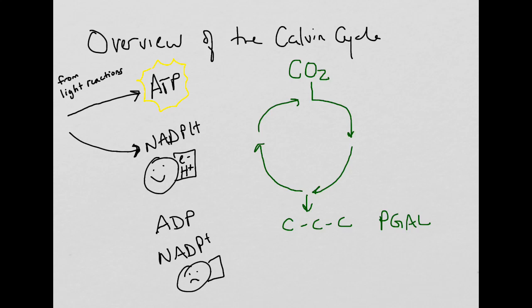So from our previous discussion, we saw that ATP and NADPH were made in the light reactions from photosystems 2 and 1. And those are made for a reason. They are made because they are needed in this process. They are the energy required for this endergonic reaction.